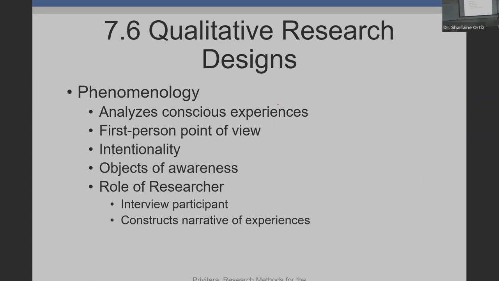Now, I keep talking about qualitative research. Well, we're going to identify and describe some of the most common qualitative research that we like to conduct. Now, the first one we're going to talk about is a phenomenological study. A phenomenological study refers to when I'm trying to analyze a phenomenon.